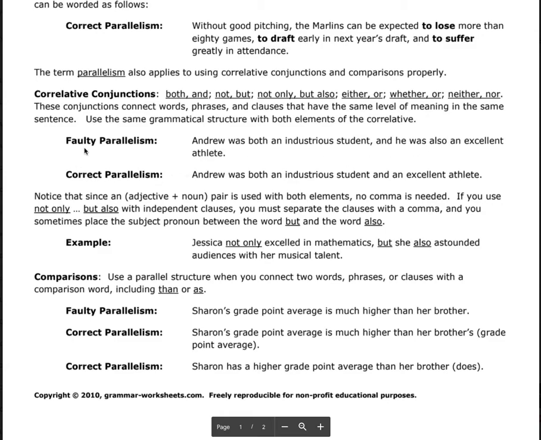An example of faulty parallelism using the correlative conjunctions: Andrew was both an industrious student and he was also an excellent athlete.